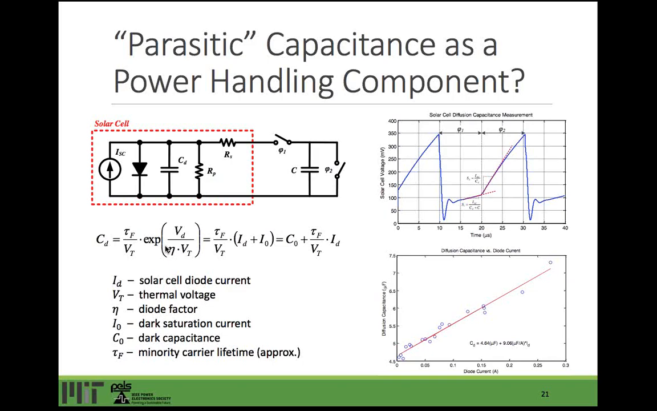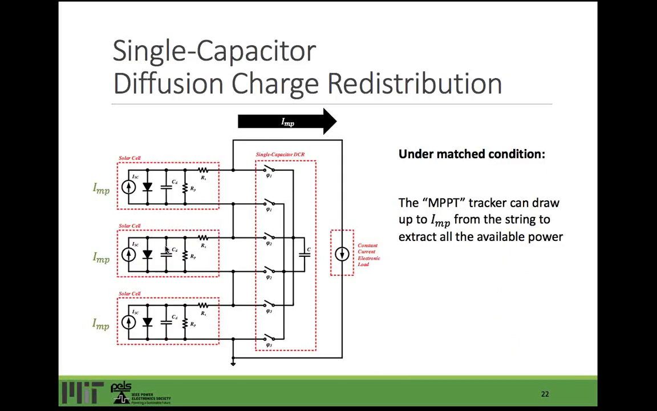The 3 solar cells are connected in a series string, while the flying capacitor takes turns connecting to each solar cell sequentially. Since there is no locally added energy storage capacitor on the solar cells, they must rely on their own internal diffusion capacitance for energy buffering if needed. Consequently, we're calling this the Single-Capacitor Diffusion Charge Redistribution, or DCR for short.